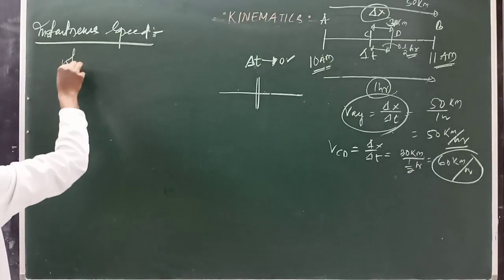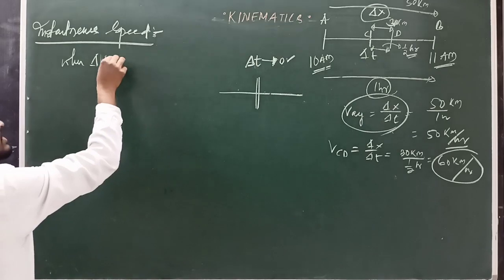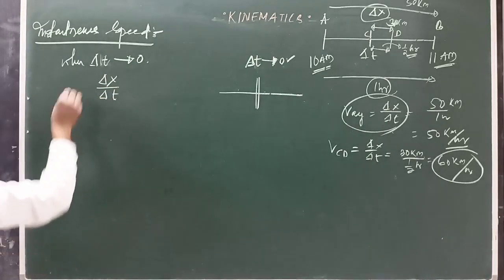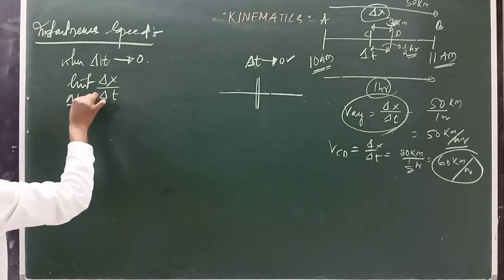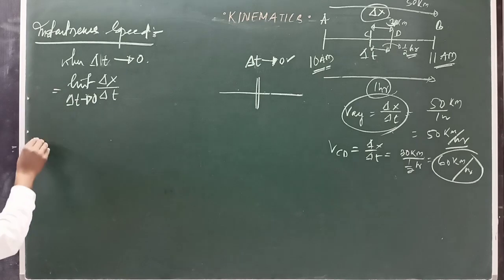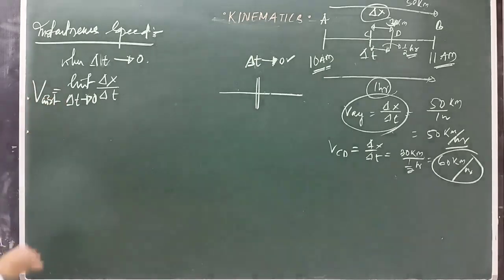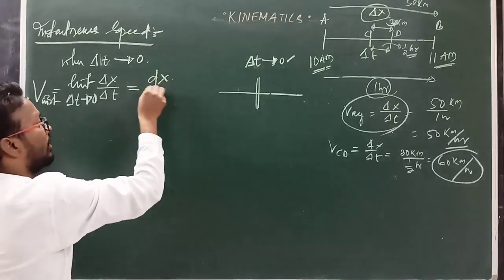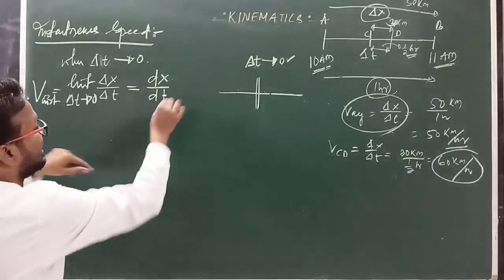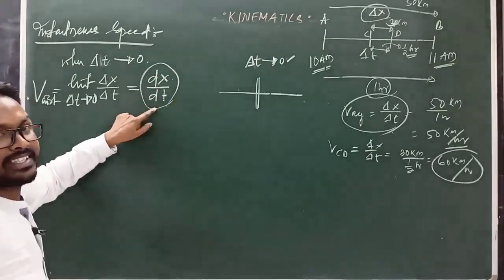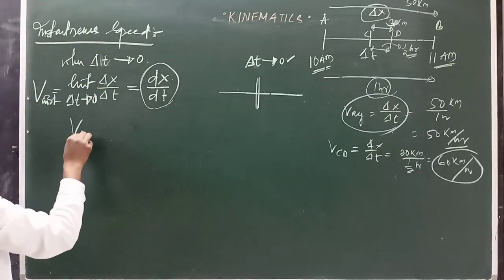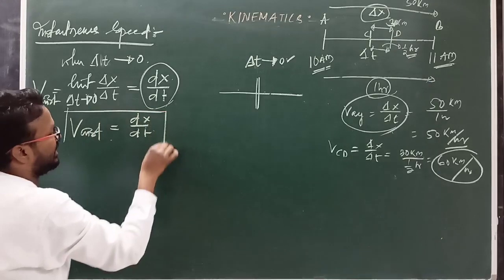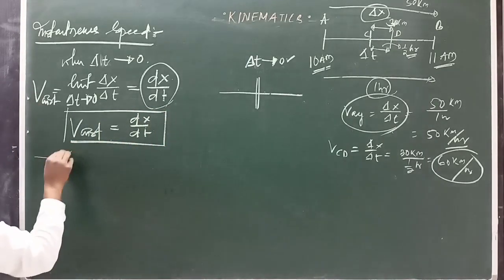We can write, when delta t tends to 0, the average speed delta x by delta t, we have to use the limit delta t tends to 0, not equal to 0. So we can write v instantaneous, or instantaneous speed, as dx upon dt. This is known as instantaneous speed. The time rate of change of displacement is known as instantaneous speed. So v instantaneous is dx upon dt. Clear?